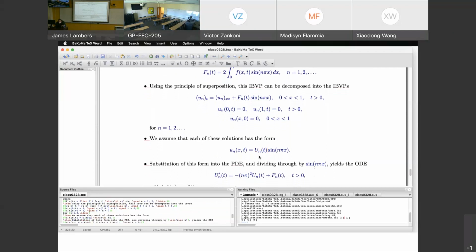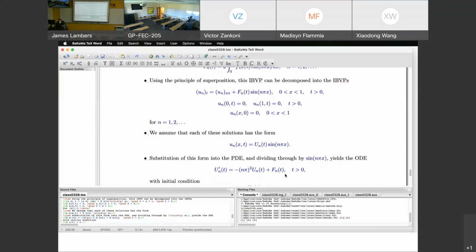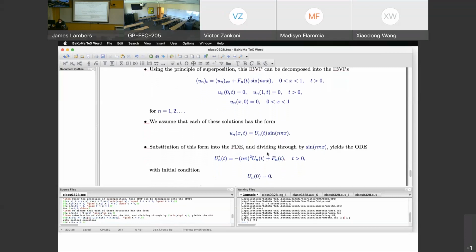Now, what would happen is, if you take this form for little u n and substitute it into this PDE, you would find that every term in the PDE has a factor of sine n pi x. So you cancel them. This ODE is what comes out. And here are the initial conditions that come from the fact that this initial condition is 0. And then the coefficients of your source term, little f of x, t, show up here as a source term in the ODE.